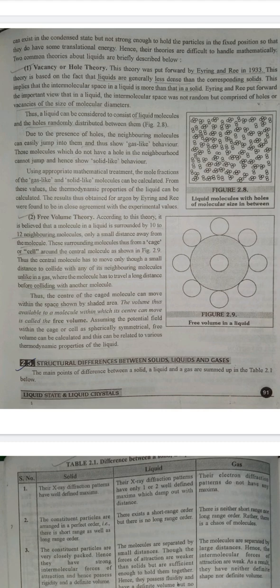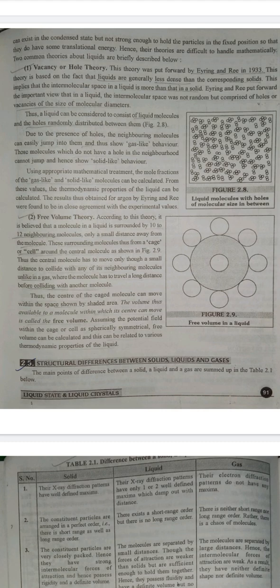Due to the presence of holes, the neighboring molecules can easily jump into them and thus show gas-like behavior. Those molecules which do not have a hole in the neighborhood cannot jump and hence show solid-like behavior. Using appropriate mathematical treatment, the mole fractions of the gas-like and solid-like molecules can be calculated. From these values, the thermodynamic properties of the liquid can be calculated. The results thus obtained for argon by Eyring and Ree were found to be in close agreement with the experimental values.